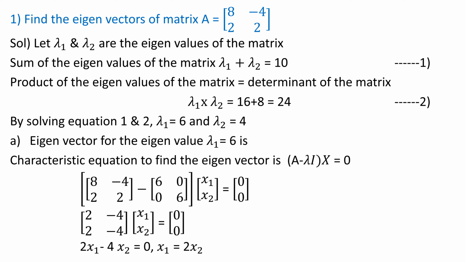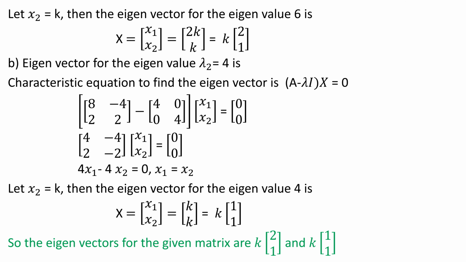So 2x1 plus minus 4x2 is equal to 0. So from here, x1 is equal to 2x2. Let us take x2 is equal to k. Then the eigenvector for the eigenvalue 6 is x is equal to [x1; x2], which is [2k; k]. If we bring the k factor outside, that will be k into [2; 1].